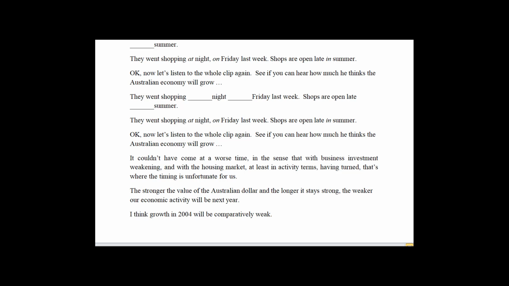It couldn't have come at a worse time in the sense that with business investment weakening and with the housing market, at least in activity terms, having turned, that's where the timing is unfortunate for us. The stronger the value of the Australian dollar and the longer it stays strong, the weaker our economic activity will be next year. I think growth in 2004 will be comparatively weak. My own prediction is that throughout the year, growth will be around about 2%. Being around the Reserve Bank's board table at this time, I think, would not be a comfortable place to be. The bank is probably in a bigger dilemma over what to do with interest rates, with monetary policy, than any time that I can remember.